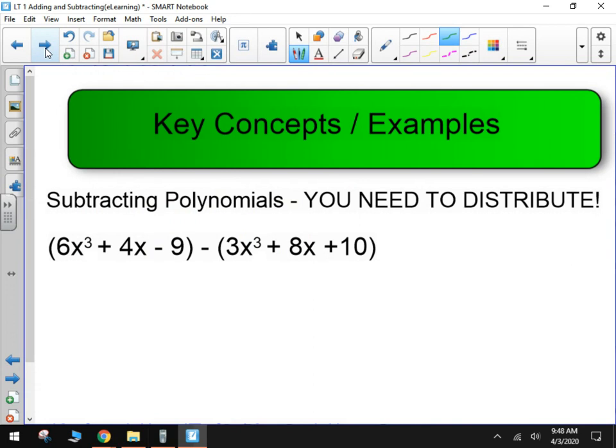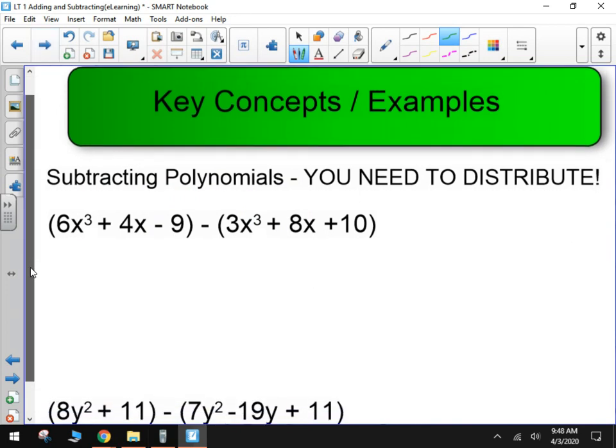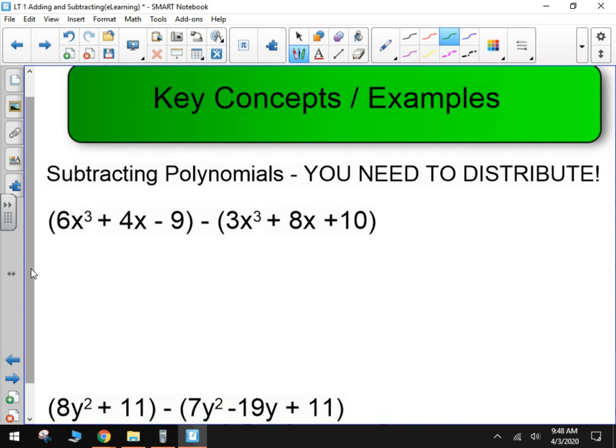Let's move on to subtracting polynomials. You will need to distribute, okay? When you have two polynomials, so I have one polynomial here and another there, but the difference is I have a negative right here in the middle instead of a plus sign. I can't just go ahead and combine things like I did when I was adding. I'm subtracting all of this polynomial, okay?